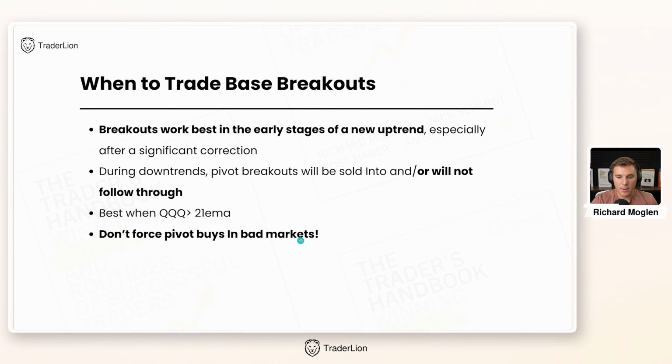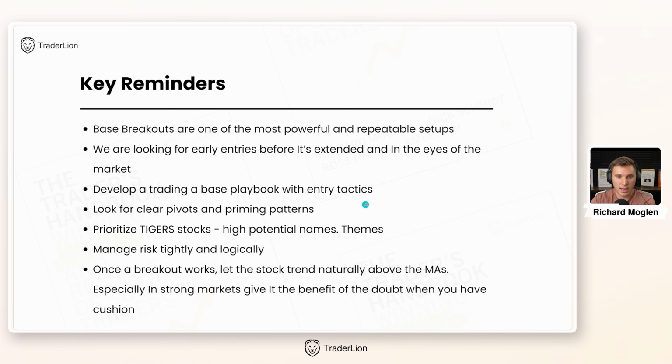Don't force pivot buys in bad markets. I want to emphasize this. Don't force pivot buys in bad markets. You're just going to have a lot of stop loss hits, and they're not going to follow through and make progress for you. So this is a really key slide to remember, especially during choppy environments like 2021. No pivots were following through. You could trade that first day and it might work and then sell into strength, but you wouldn't get any follow through. The best environment for trading base breakouts and pivot breakouts is when there's follow through and stocks are moving strongly from the actual pivot point and following through in the next days and weeks. So that's the type of environment to focus on for base breakouts.